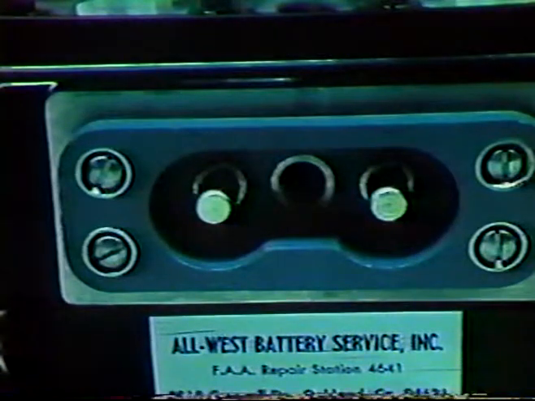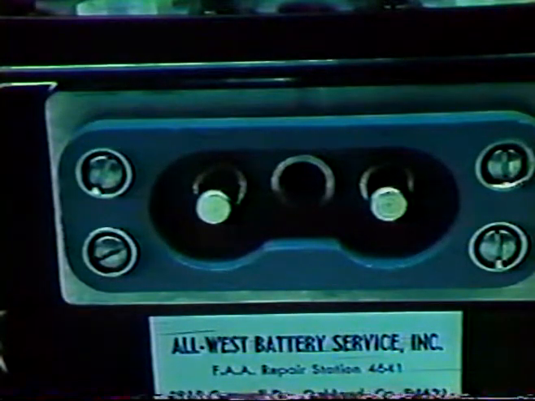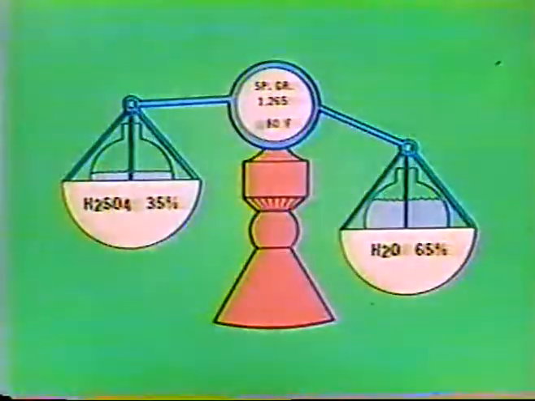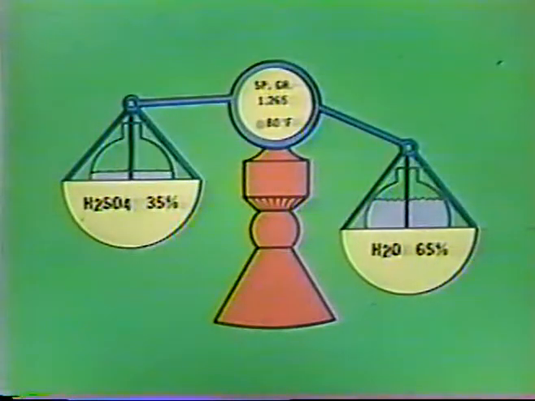Side-mounted terminals are often fitted with a quick disconnect connector in which the cables are attached to the battery with slip-on connections. The final component of the lead-acid battery is the electrolyte. Electrolyte is made up of a mixture of about 35% sulfuric acid and 65% water by weight. This mixture produces a specific gravity of about 1.265 at 80 degrees Fahrenheit.